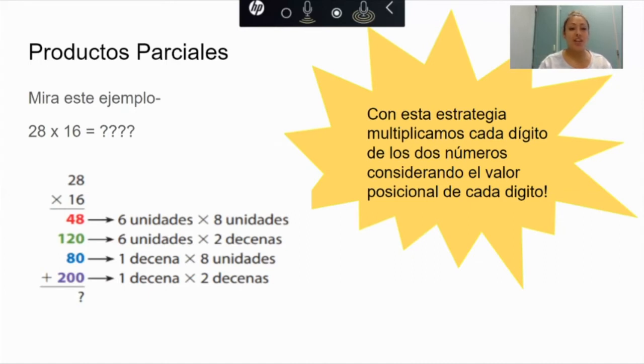28 multiplicado por 16. Acuérdense que con esta estrategia multiplicamos cada dígito de los dos números considerando el valor posicional de cada dígito. Repasaremos cómo hallar la respuesta a 28 multiplicado por 16. Mira aquí en mi pantalla. Toma un momento para chequear y pensar. ¿Cómo se mira diferente y cómo se mira igual que la lección anterior? ¿Qué es diferente? ¿Qué es igual?